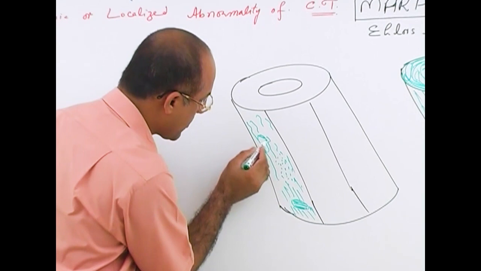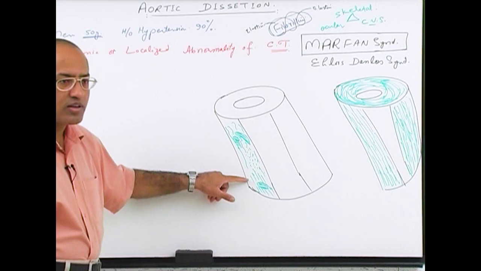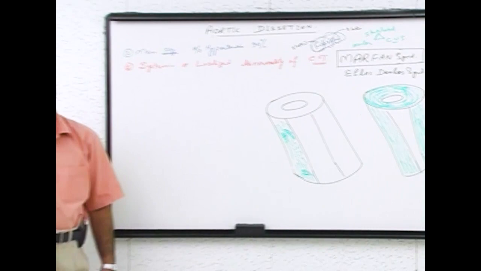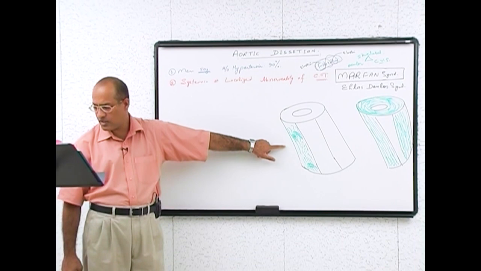Now, let me explain. You see that as compared to the normal, there is disruption of fibroelastic tissue. It's not arranged so beautifully here as it is normally arranged in a parallel fashion, right, to support the wall. So one problem is that in these patients, there are medial degenerative changes. These changes in the media are also called cystic changes.